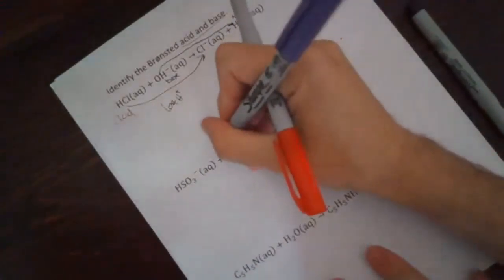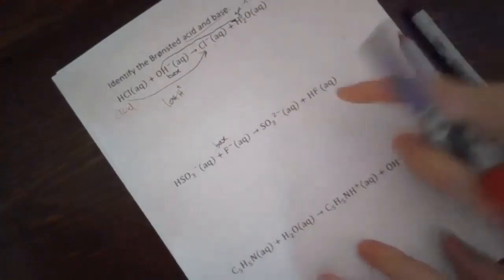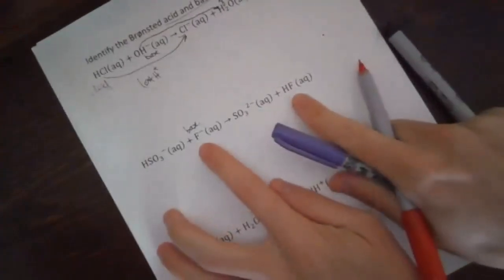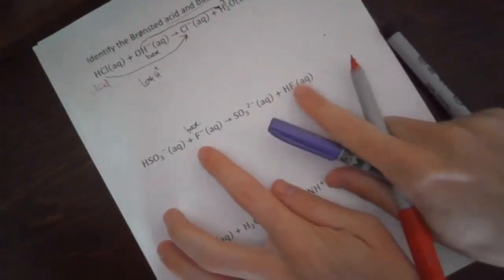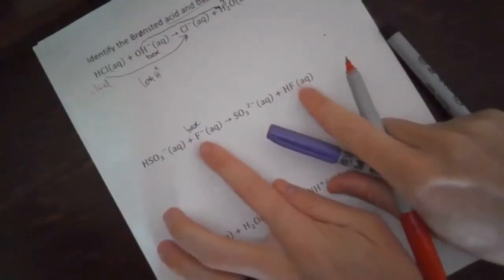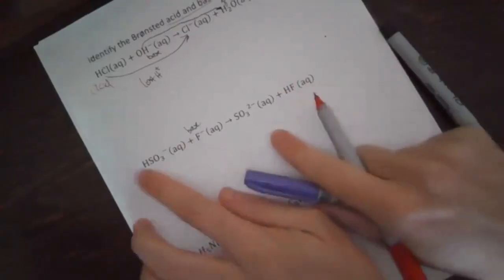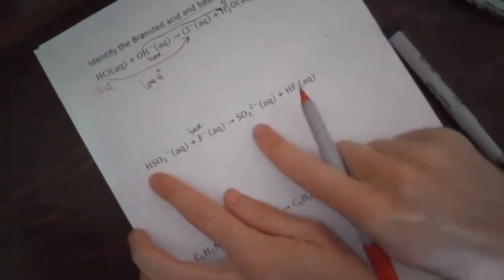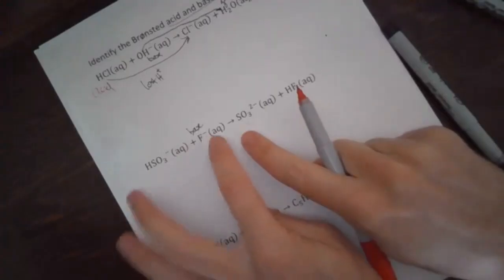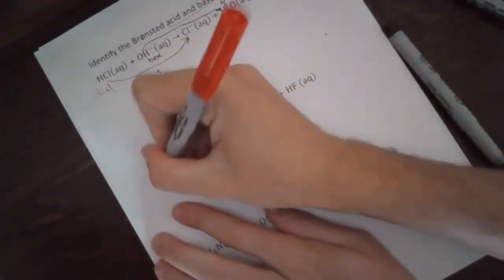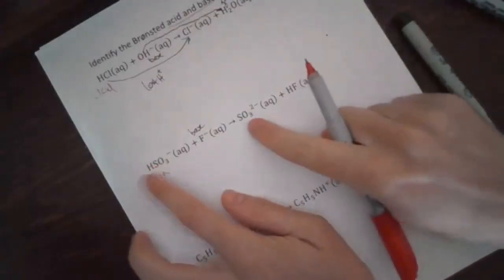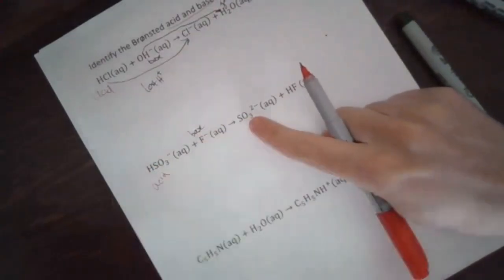So that means F⁻ has to be the base, which is consistent with the fact that the fluorine on the product side has an extra H on it, right? It gained an H⁺. By process of elimination, if this is the base in the reactant, this has to be the acid in the reactant. And we can see that it has in fact lost an H⁺. It's donated the H⁺ over to the F⁻.